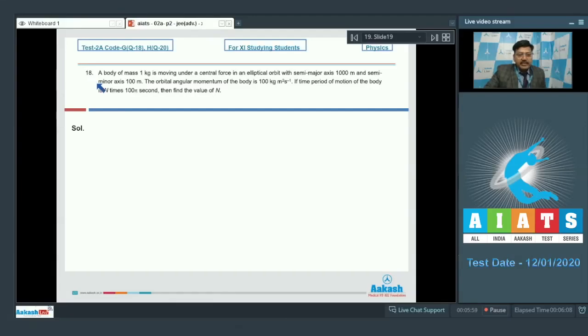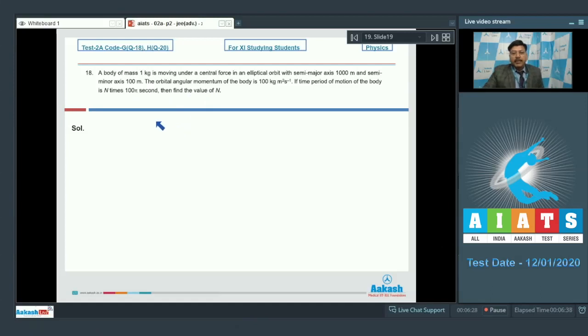Question 18 says a body of mass 1 kg is moving under a central force in an elliptical orbit with semi-major axis 1000 meter and semi-minor axis 100 meter. The orbital angular momentum of the body is 100 kg meter square per second. If the time period of motion of the body is n times 100 pi second, then find the value of n.